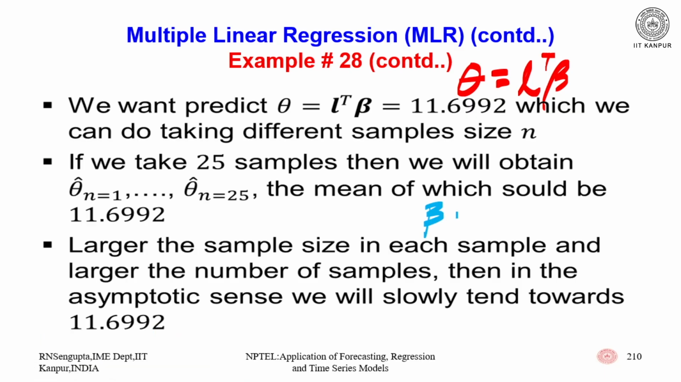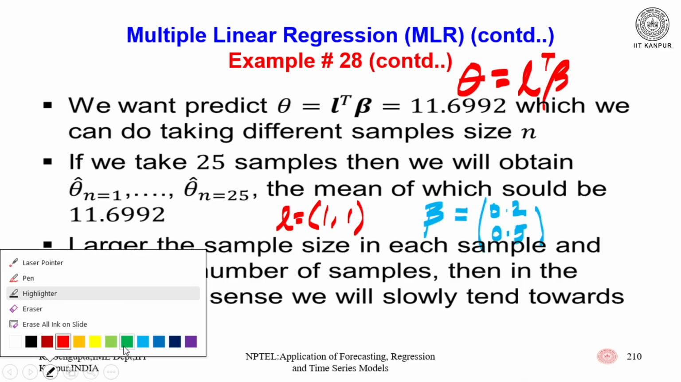Consider beta as a vector, and consider there is no beta hat. That is, beta 1 is 0.2 and beta 2 is 0.5. So, if I have L as (1, 1), then the value of theta would be calculated as this.